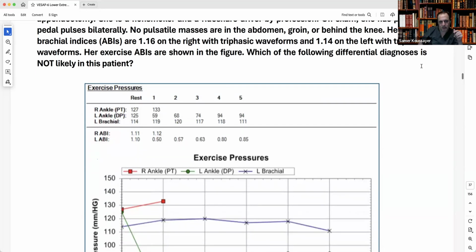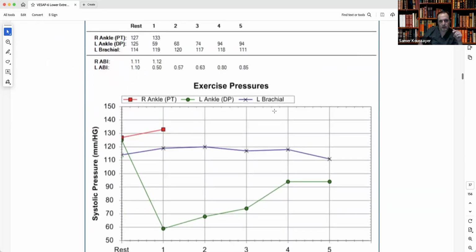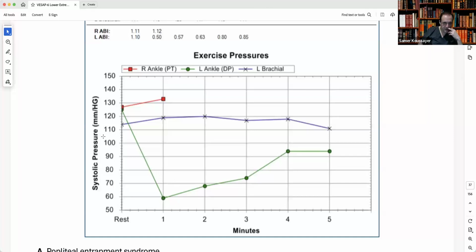Let's see first the exercise graph. The blue one is brachial. The red is the right ankle. The green is the left ankle. This is before and after exercise, okay? It's before and after 1 minute. On the right side, the ABI is almost the same or went a bit up, more than 1. On the left, the ABI went down to 1, and after 5 minutes went almost back to normal. So that means the rest ABI is normal, but the exercise ABI is abnormal.